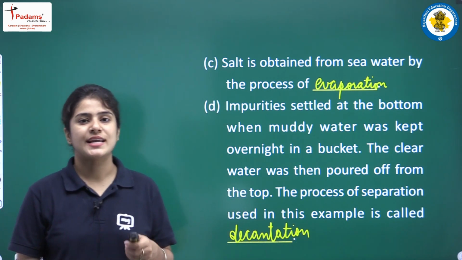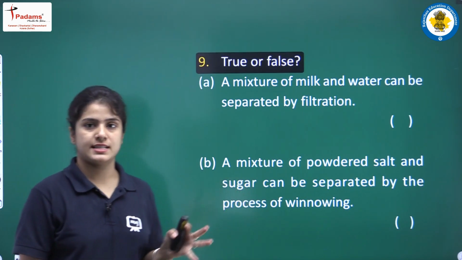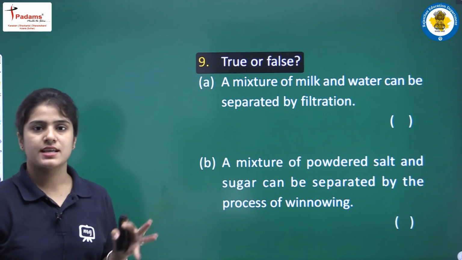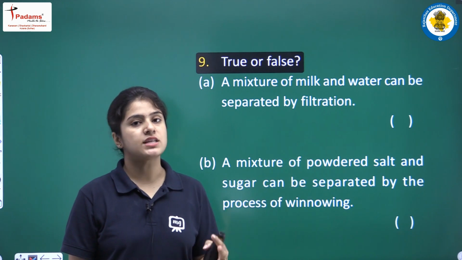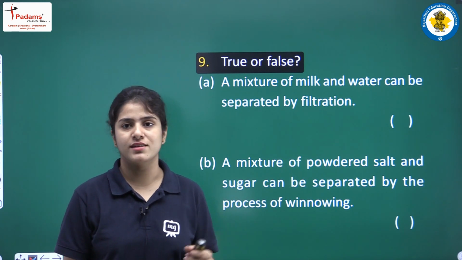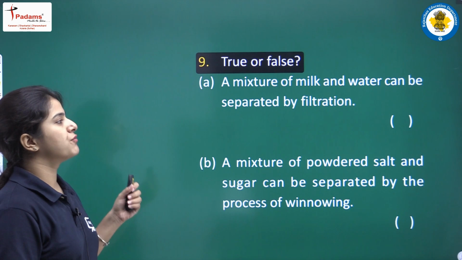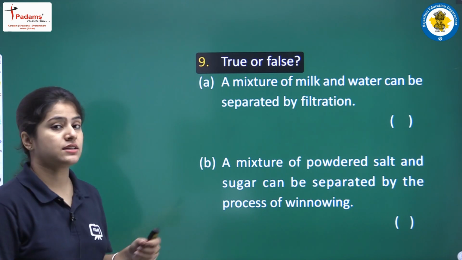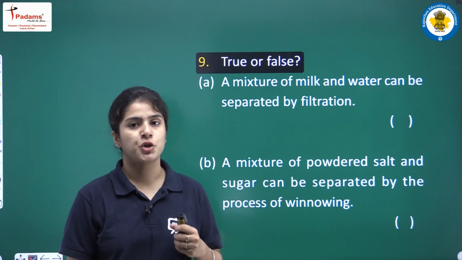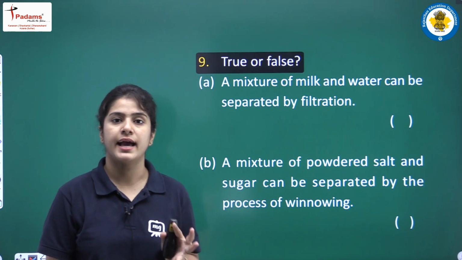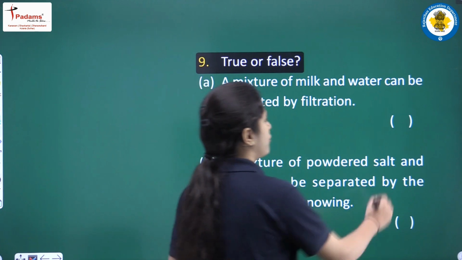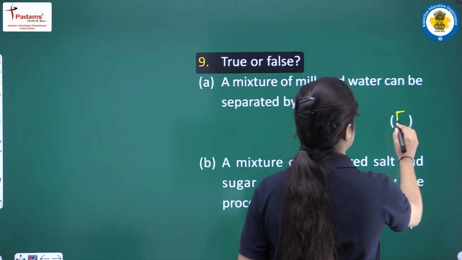Alright students, so let's move to the next part. True or false? If the statement is true, then you have to write true, and if the statement is false, you have to write false. A mixture of water and milk can be separated by filtration. No, you can't separate milk and water with the help of filtration. So this is false, means F.